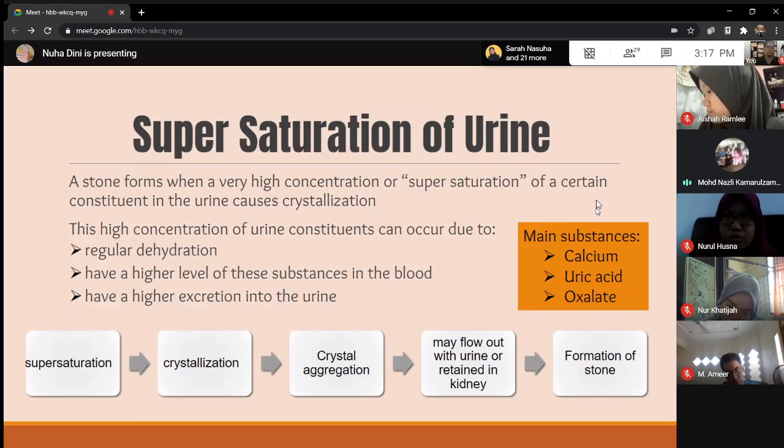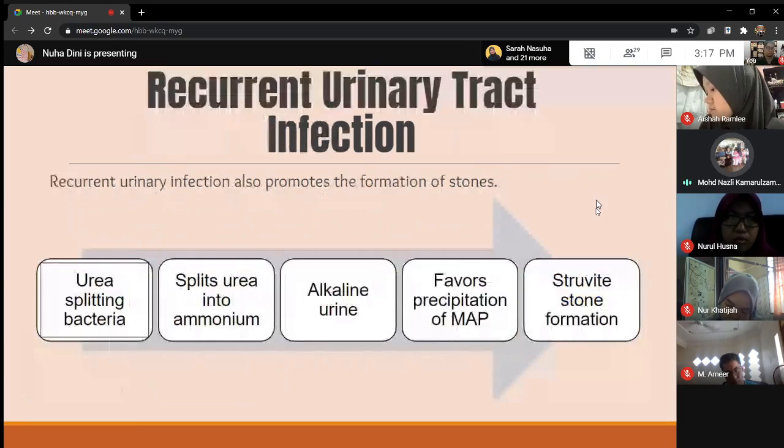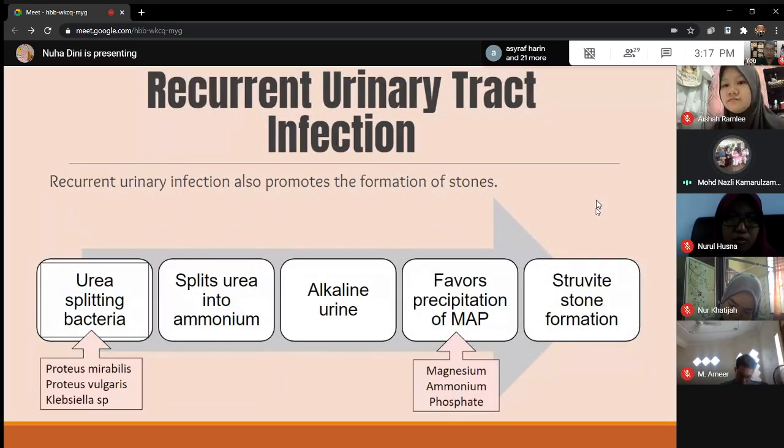The next thing, the infective stone. Have you put up the infective stone? Okay, this is a chart for infective stone. I wanted to see the type of organism, the urea-splitting bacteria. It is very low down and not clearly seen in this chart.